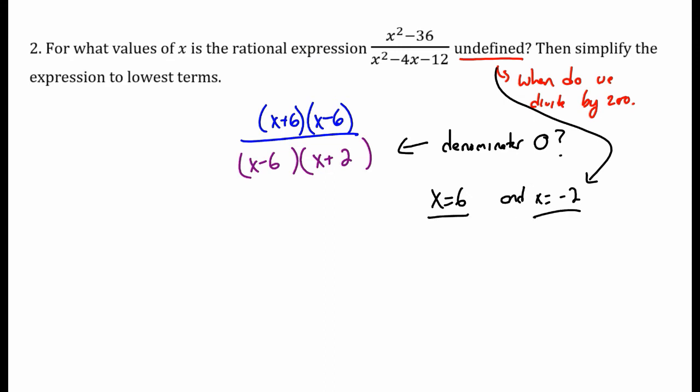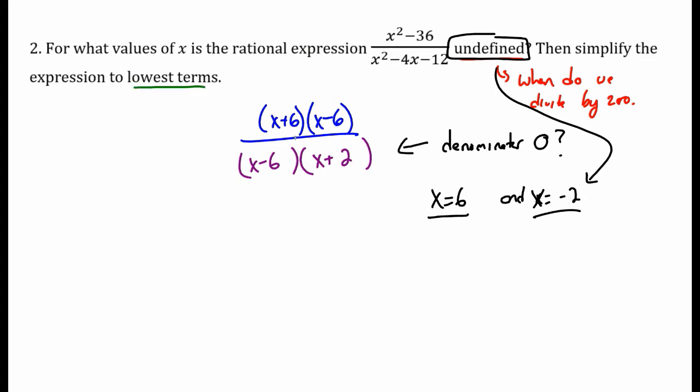These are bad values that we have to throw out. You cannot plug in a 6. You cannot plug in a negative 2. If you try to plug those in, you make your denominator 0. So undefined means you make your denominator 0. Those are the bad values you need to get rid of. Then simplify the expression to lowest terms.